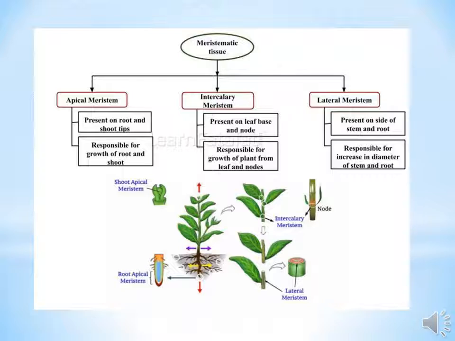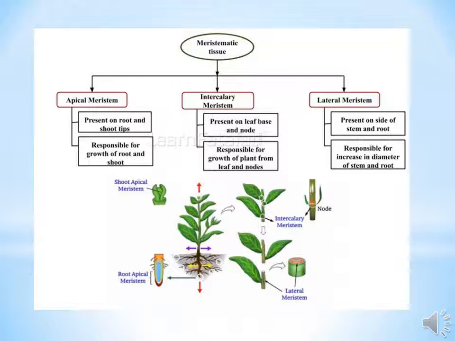The second type is intercalary meristem. It is present on leaf base and node. The place where the leaf connects to the plant is called the leaf base, and the nodal region is also there; intercalary meristem is present there. It is basically responsible for growth of plant from leaf and nodes.